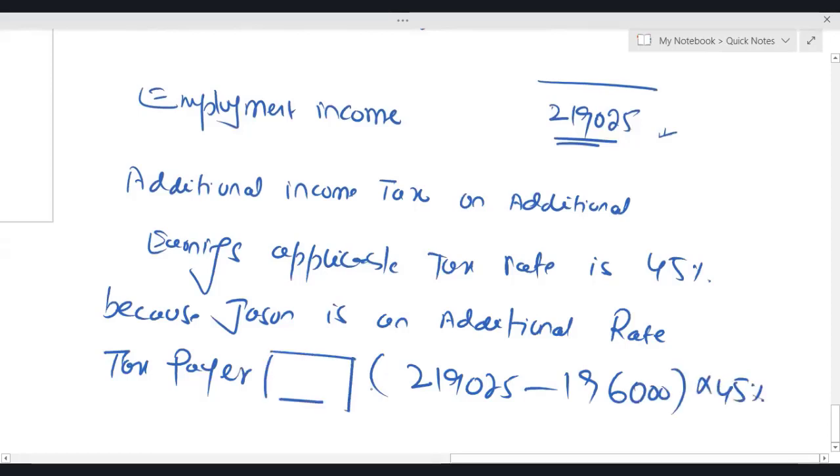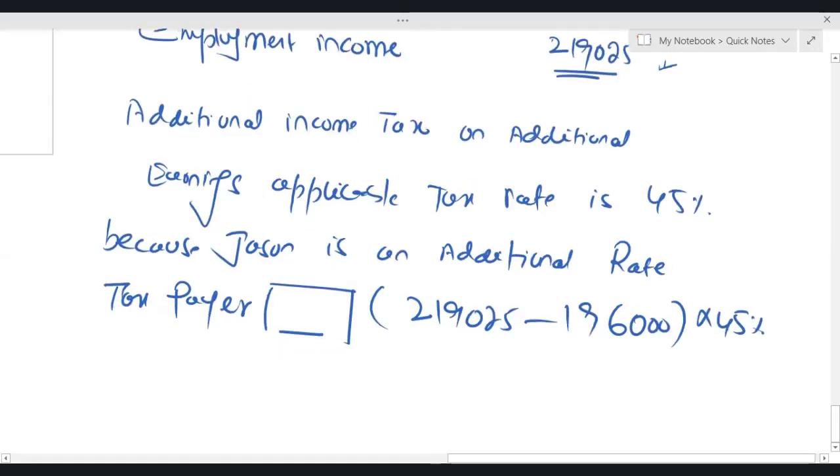So can anyone tell us the answer? What is the amount of additional tax? 2,19,025 minus 196 into 45%. We're getting 10,361.25. Let's take it as 10,361 only. So additional tax is 10,361. So simply if Jason works for subsequent PLC, then the additional tax which Jason will have to pay is 10,361.